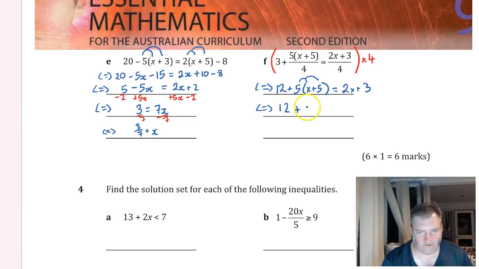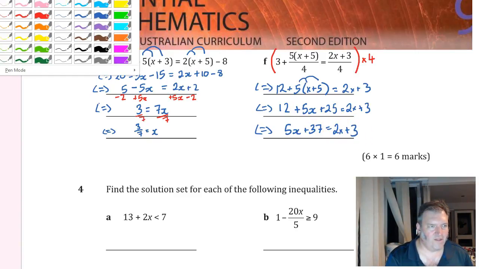12 plus 5 times x is 5x. 5 times 5 is 25. And that's equal to 2x plus 3. Simplify on each side first, get it looking nice. So I've got 5x. 12 plus 25 is positive 37. So 5x plus 37 is equal to 2x plus 3.